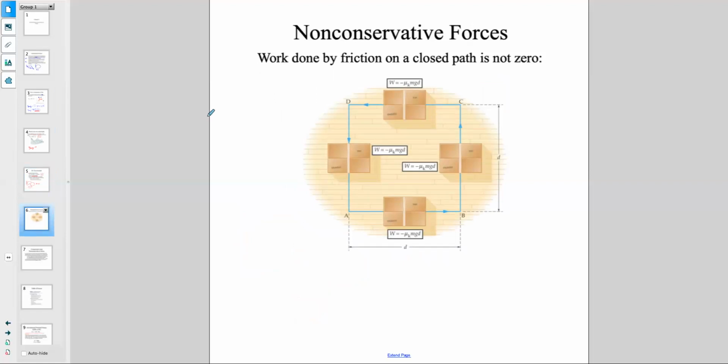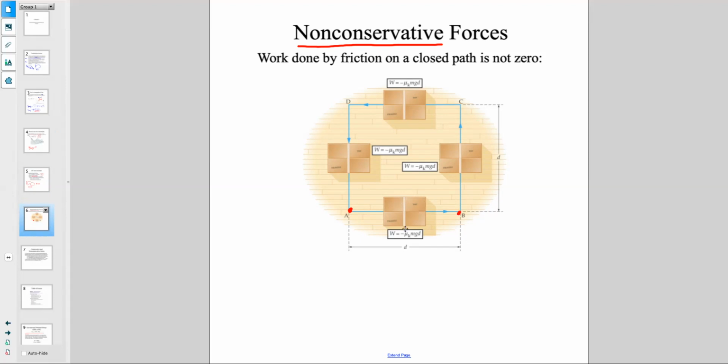So I have a box starting from this point, point A, going all the way to point B, then point C, and then point D, and then coming back to point A again. So I have work done by a force on a closed path, but it's a non-conservative force. So from A to B, I have a box moving with a displacement of d.